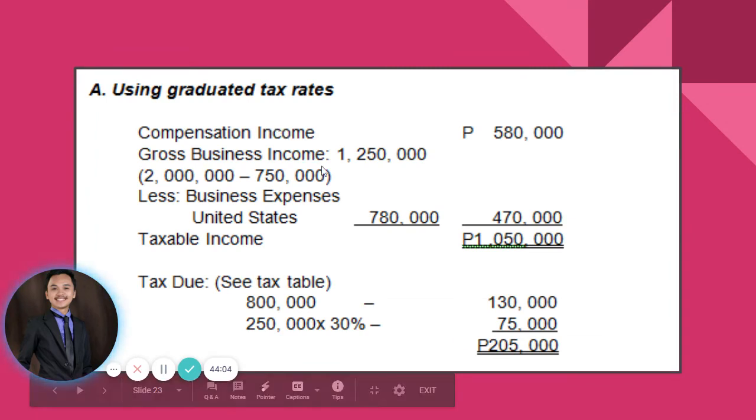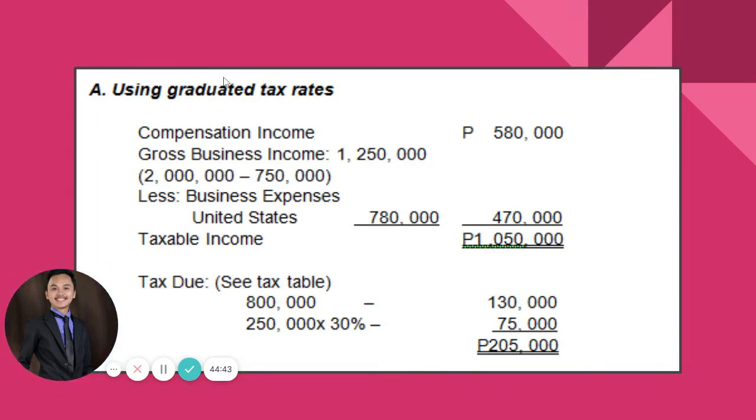Using graduated, the process is you simply combine your taxable compensation income and taxable business income and then refer to the tax table. We have compensation income of 580 and then we have your gross business income. This is 1,250,000 from our sales of 2 million minus cost of goods sold of 750,000 minus business expenses of 780,000. So therefore, your net income and taxable income from business will be 470. So therefore, your taxable income in total will be 1,050,000.